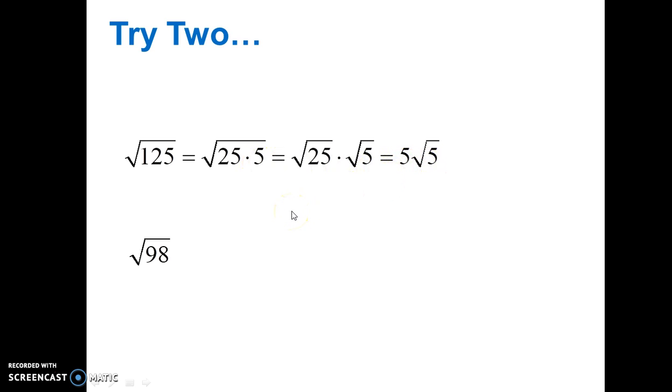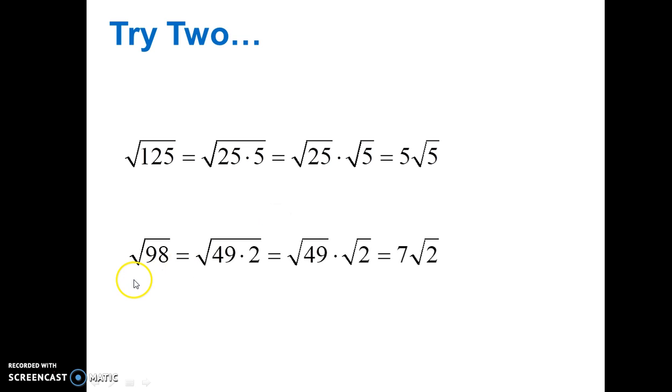Try the next one, root of 98. Hopefully you thought of a perfect square that makes 98. It's 49. 2 times 49, then you take the square root of 49, which is 7. So that square root, 7, 2 remains under there. There it is.